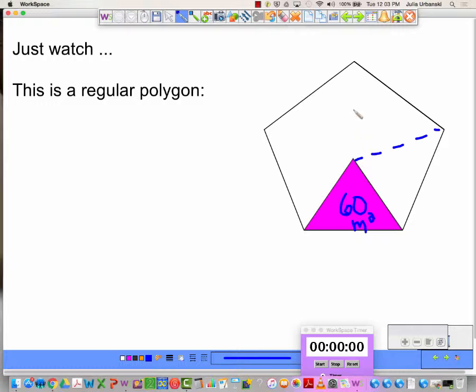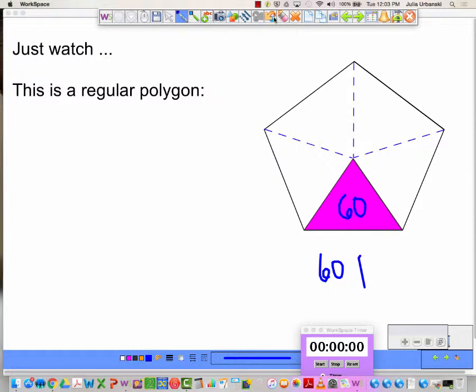Yeah, you have a whole bunch of triangles. How many triangles do you see there? 5. So if you know this one's 60, how could you find the area of the whole thing? That's right. You take your one triangle and multiply it by 5 triangles. That's what there really is in the picture.